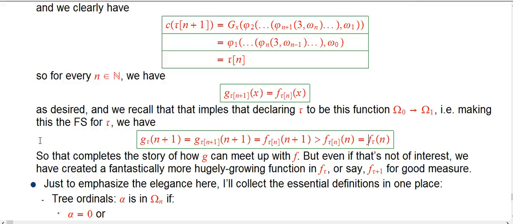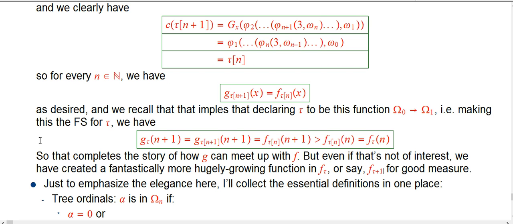You have to take the limit of this cool process, each finite stage of which, like tau of 7, is an immensely huge ordinal, and f sub tau of 7 of x is an immensely fast-growing function of x. But if you take the limit, because these have a very well-defined interleaving property, then you get that the g and the f kind of meld together. Okay, but remember, even if that's not what you came for, f sub tau itself is an unbelievably fast-growing function.